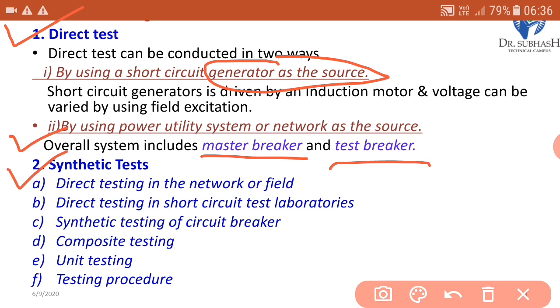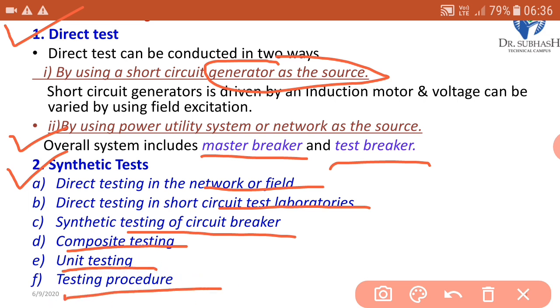And another test is synthetic test. So there are different tests. We can see direct testing in the network field, then direct testing in short circuit test laboratories, then synthetic testing of circuit breaker, composite testing, unit testing, and testing procedure.